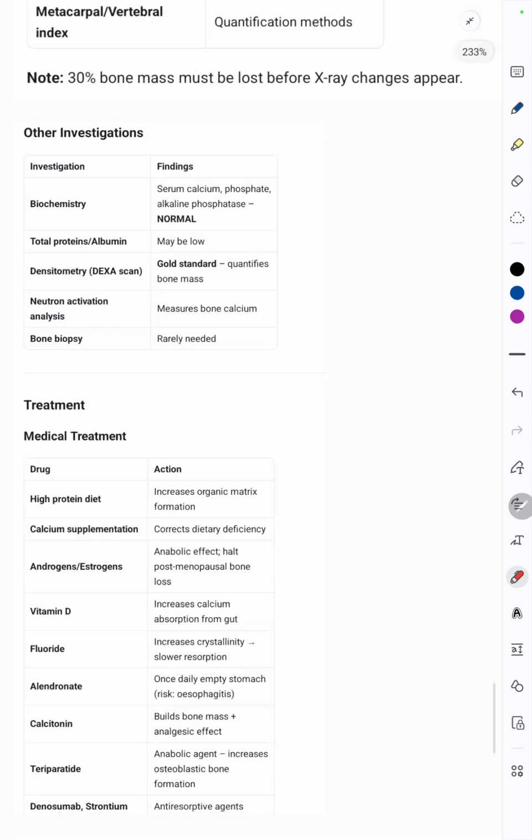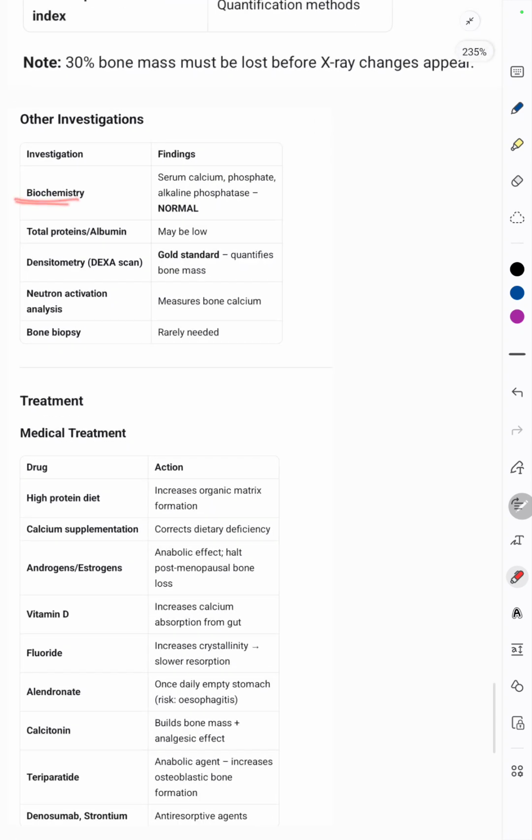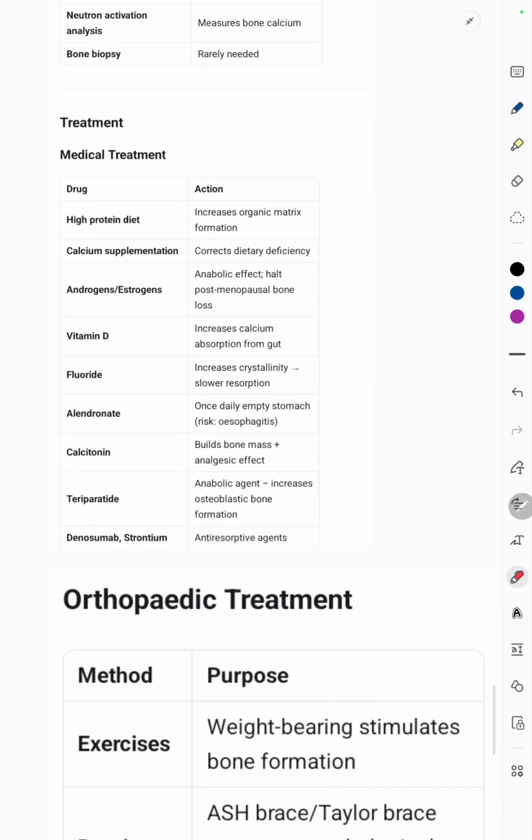Then other investigations will be biochemistry, where we look for markers like serum calcium, phosphate and the ALP levels. These are normal in osteoporosis. Albumin levels or protein levels may be low. Densitometry or the DEXA scan is the gold standard for the diagnosis, and bone biopsy is rarely needed.